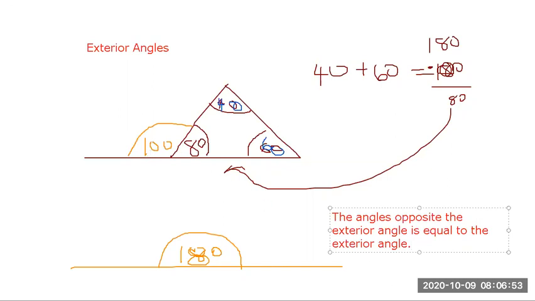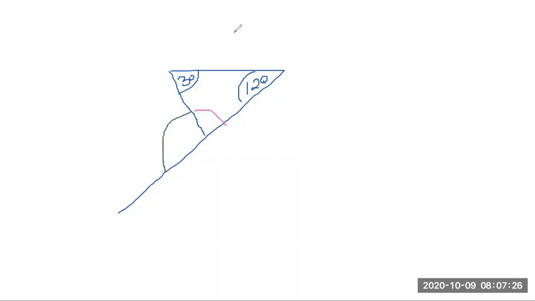So let's look at another example. Say, for instance, it goes like this. This right here is 30. This right here is 120. And the question is asking me to find this angle, that pink angle, and that green angle. What would be the two values for the pink angle and the green angle? But tell me what the green value is before you tell me what the pink value is.